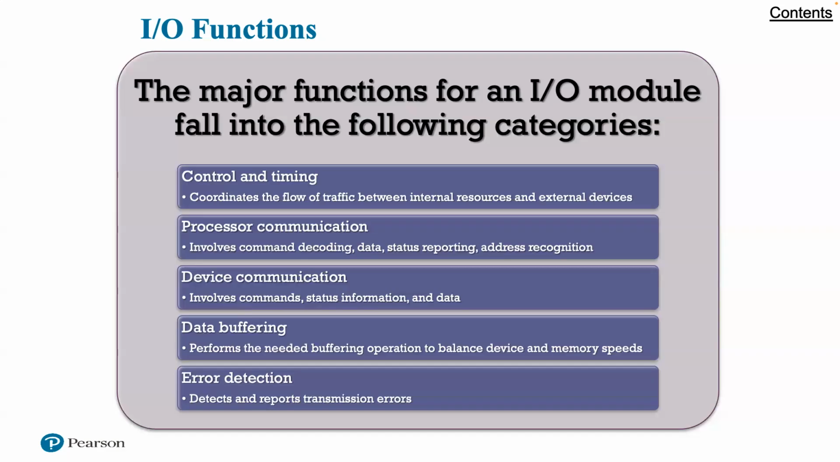Address recognition: just as each word of memory has an address, so does each I/O device. Thus, the I/O module must recognize one unique address for each peripheral it controls. On the other hand, the I/O module must be able to perform device communication. This communication involves commands, status information, and data. So this is something from figure 8.2 if you want to check back and look at that.